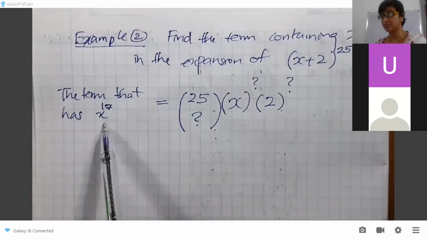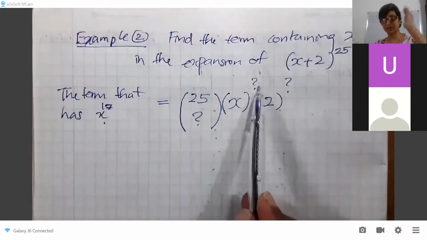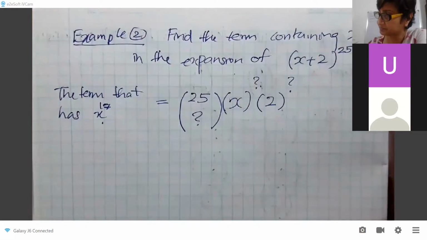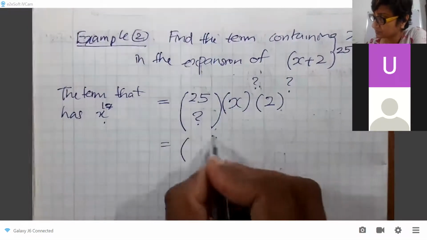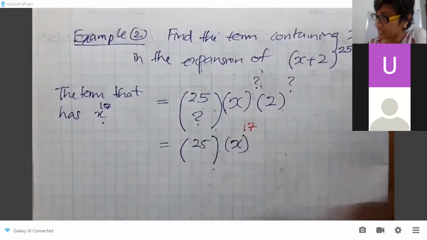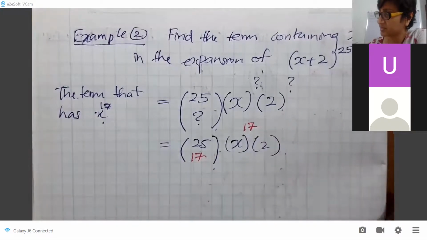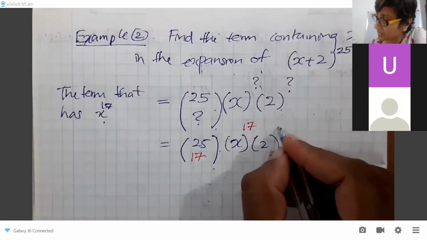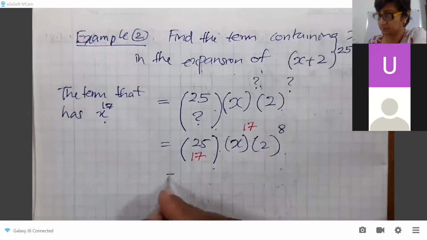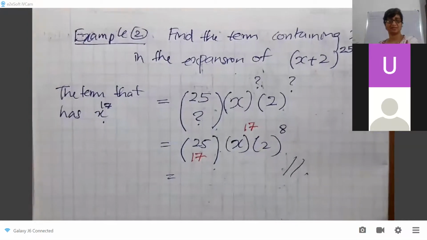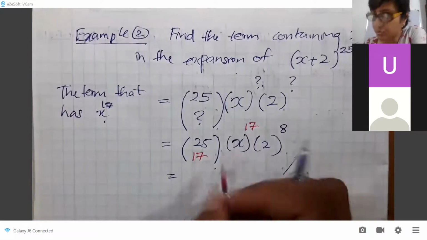Since I'm looking for the term x to the power of 17, that has to be 17. So now I can write here itself. No, let me just. So this is where I start. This is 17. If that is 17, I can put 17 here also. And then 2 to the power of, what is this? 25 minus 17. 8. Let's find that. Don't do it, okay? Just leave it at that. Whatever that is, big numbers you get. So this is just to show you.